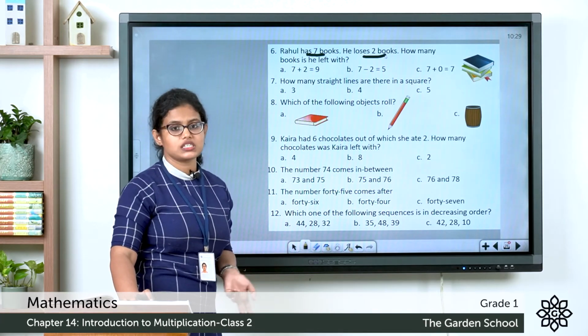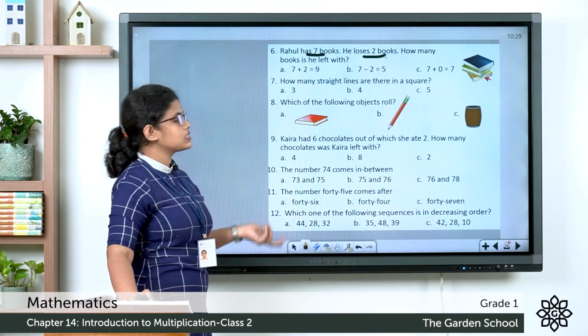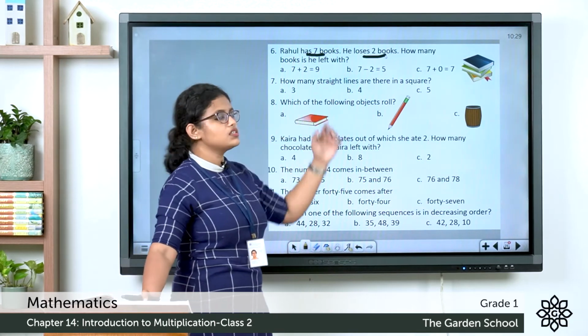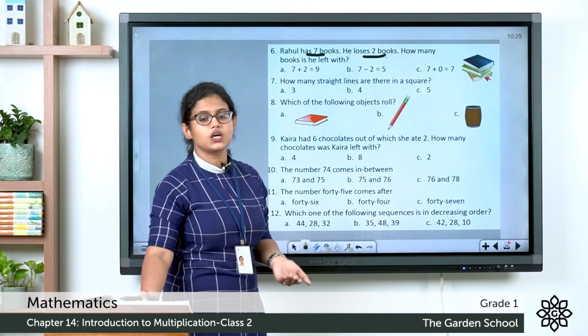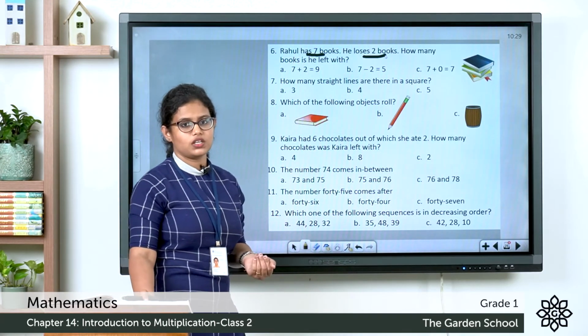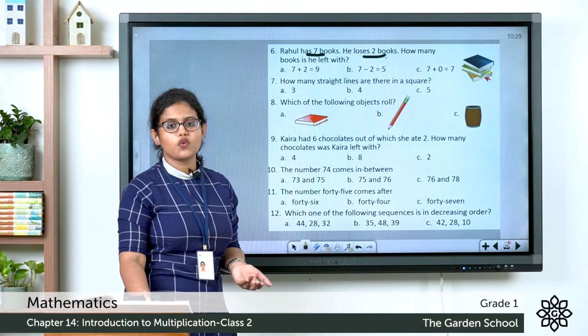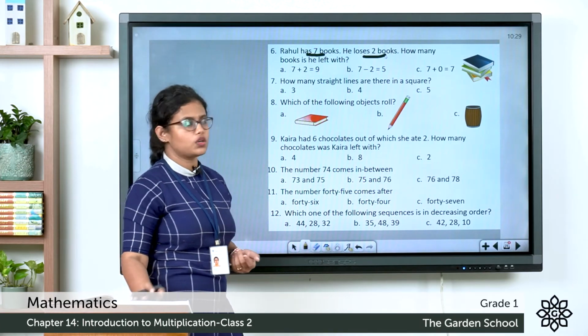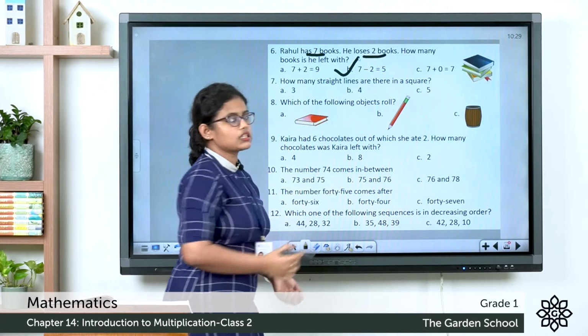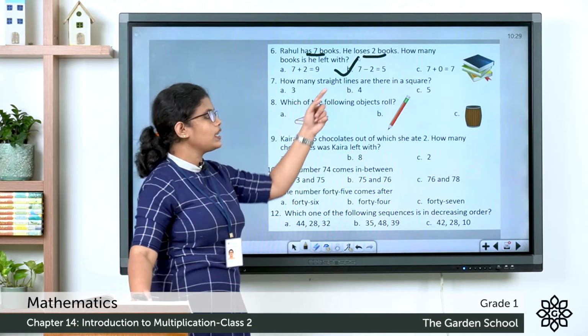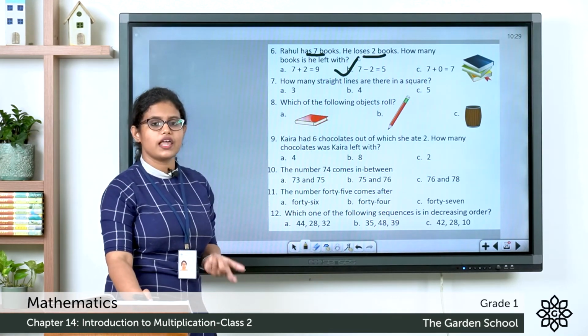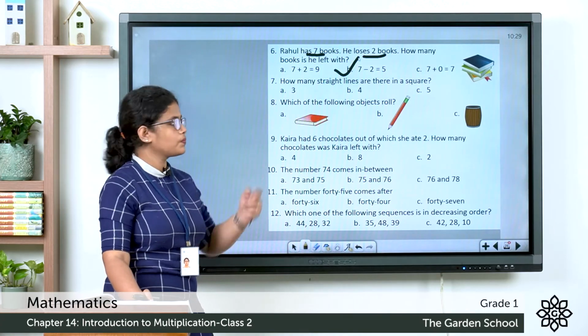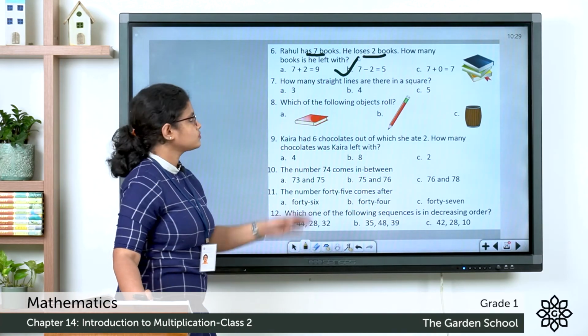We need to subtract. So, what is the answer? 7 minus 2. We have to take away 2 from 7. Then we will get the number of books left with Rahul. So, this is the right answer. 7 minus 2 equal 5. So, how many books are left with Rahul? 5. See the next one.